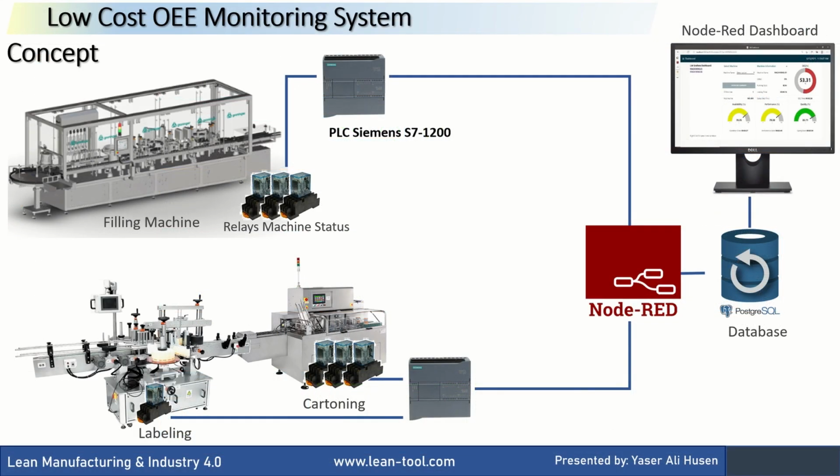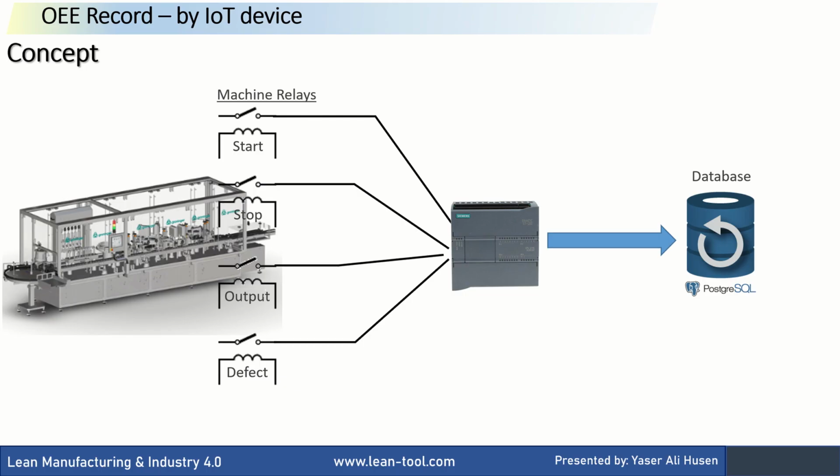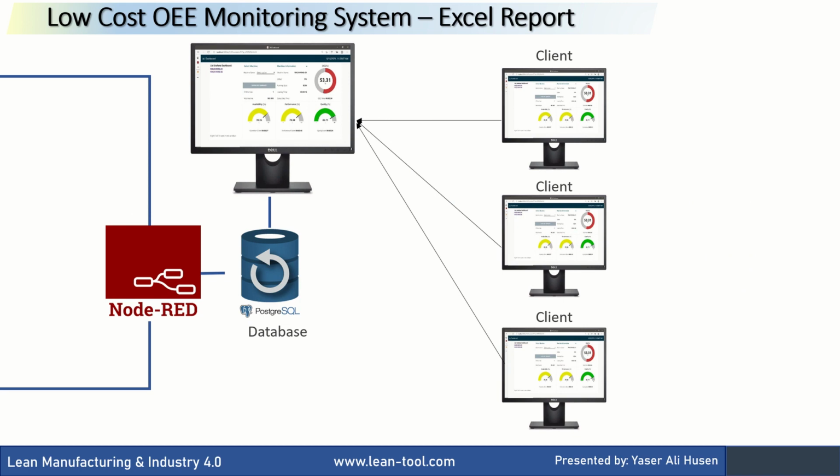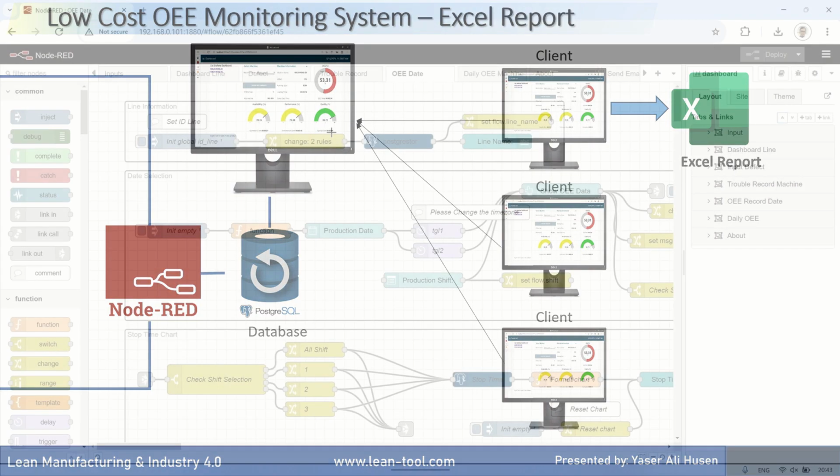In the OEE monitoring system that I developed, signals from machine relays are received by IoT devices such as PLC. The data is then stored in a PostgreSQL database. A Node-RED dashboard is installed on the server, which can be accessed by clients from computers connected to the network. From the client side, users can download Excel OEE reports for the selected date, making it easier to view OEE history data stored in the database.